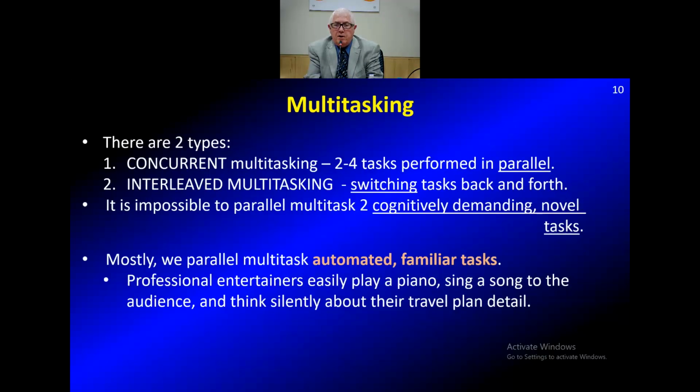With multitasking, there are two types. The first we call concurrent, and that is when we do 2 to 4 tasks simultaneously. We say in parallel. A good example is a professional pianist. He can sit on stage, play a piano, look at the audience, sing a song, and then in his own mind silently think about all his travel detail plans for the next day.